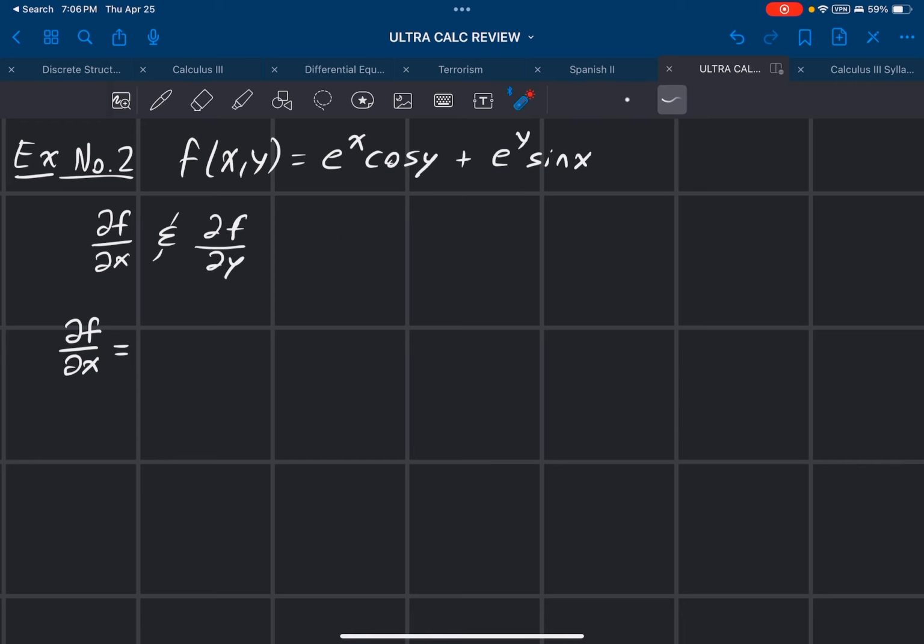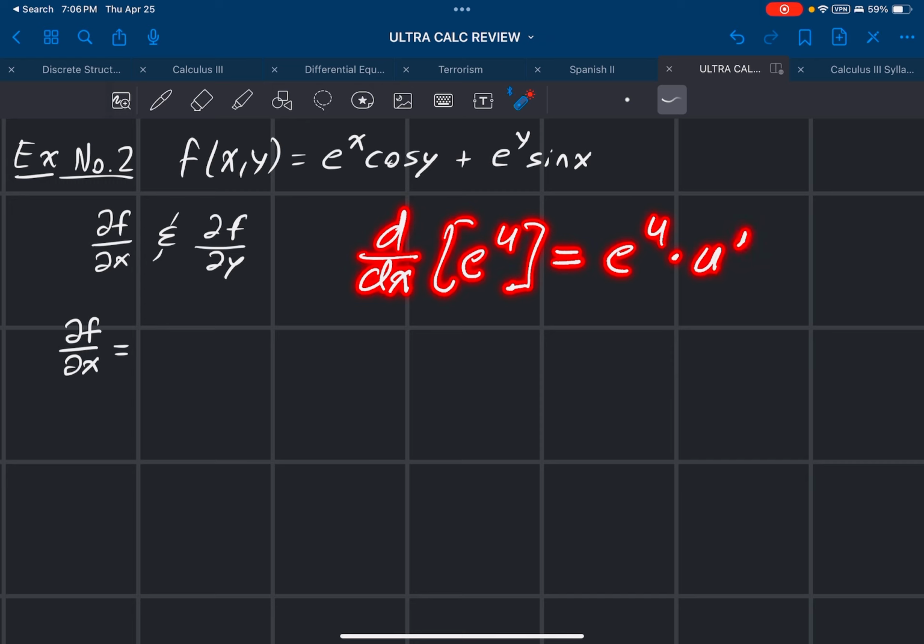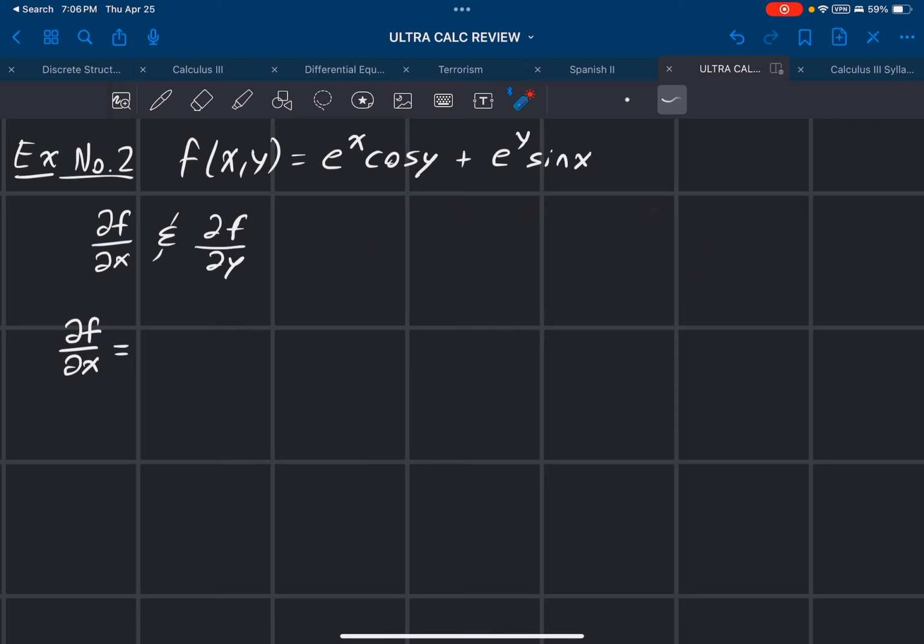Anyway, all right. You know what, let's just do this. Let's say we have e to the u, right? So this would be e to the u times the u prime. That's what the derivative of e to the u would be. So e to the x should just be e to the x because the derivative of x is 1.